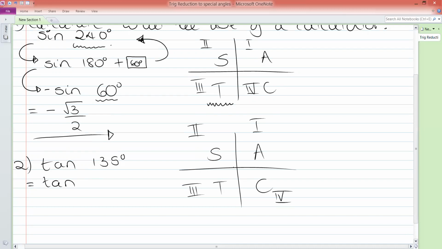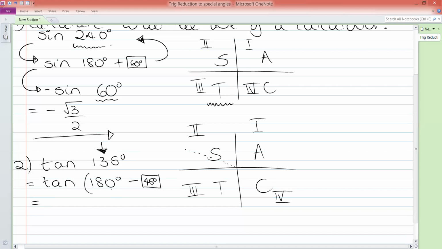So tan 135 is going to be in the second quadrant. Why is it in the second quadrant? Because this value here is actually 180 minus something. So this is going to be 180 minus some value. What should I subtract from 180 so that I get 135? Any ideas? You can work it out on your calculators. 180 minus what will give me 135? 45. Yeah, 45, so I put 45 there.